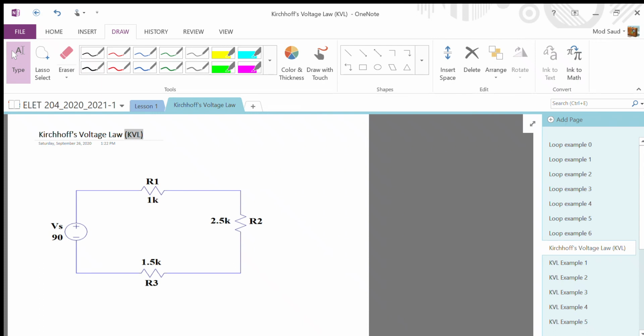In this video, I will explain Kirchhoff's voltage law and how to apply it to an electrical circuit. The simplest circuit to apply Kirchhoff's voltage law to is a series circuit, as drawn here, R1, R2, R3. This is a series circuit previously seen by us.